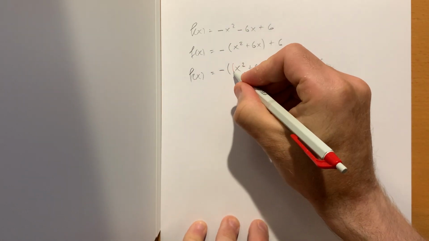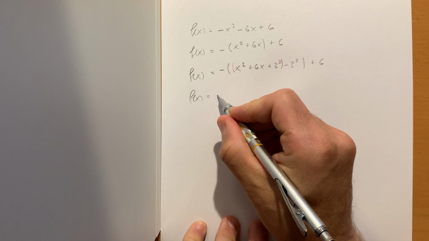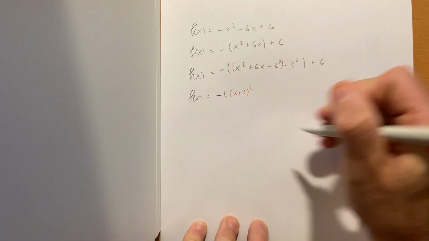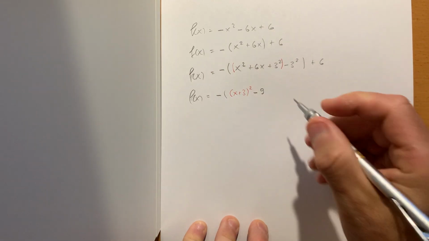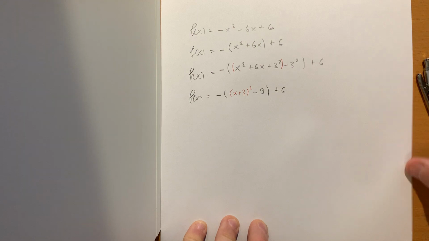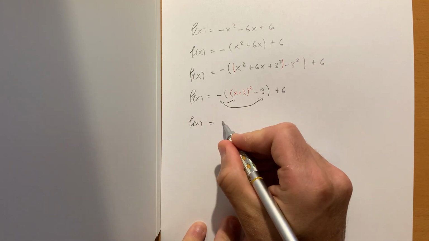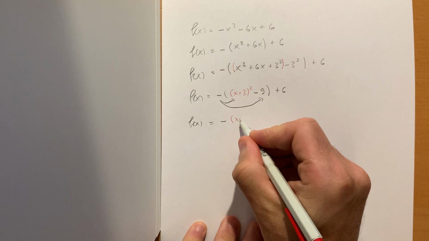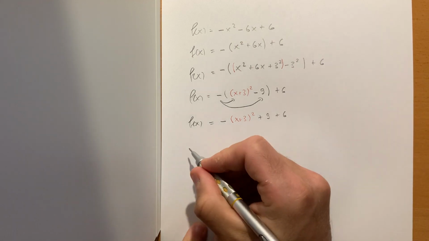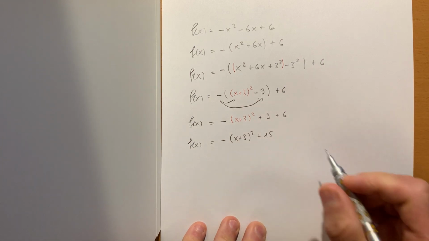Now, let's differentiate these brackets. So red brackets, this is now a perfect square. So f of x is minus x plus 3 squared minus 9. Pencil brackets closed, plus 6. Now we have to distribute. So this times this and this times this. So f of x is minus x plus 3 squared plus 9 plus 6. So f of x is minus x plus 3 squared plus 15.